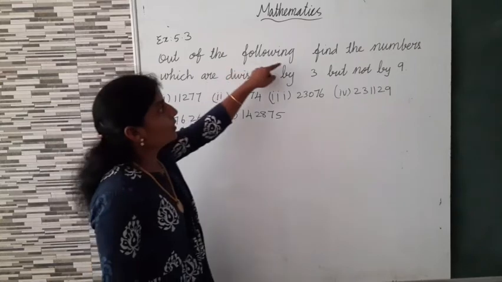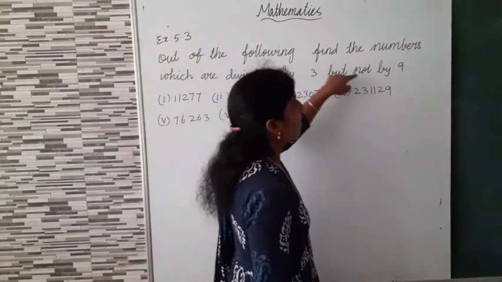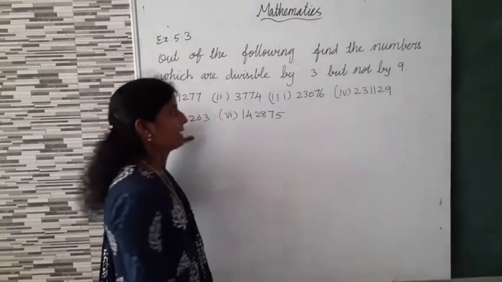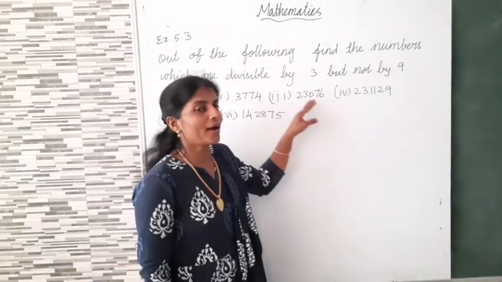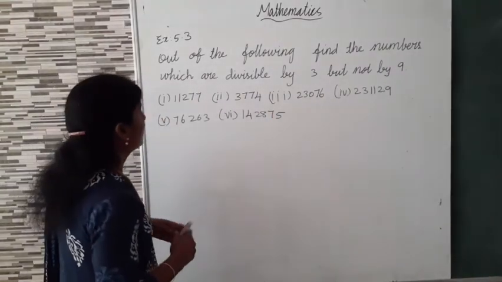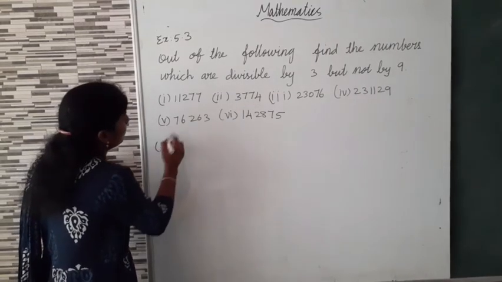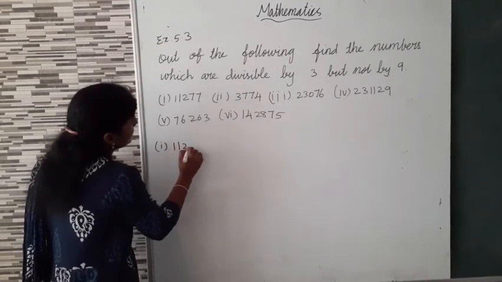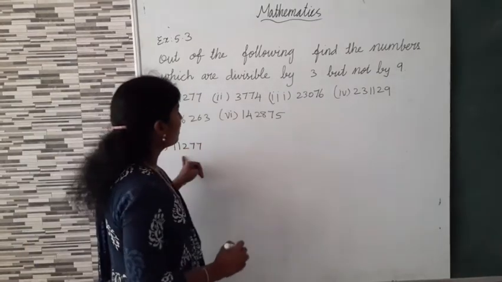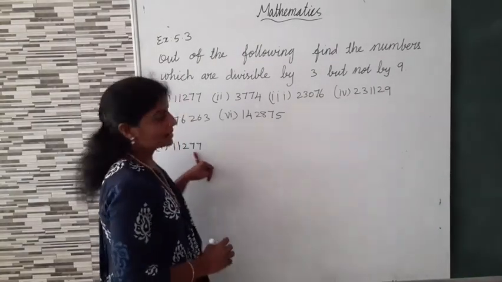Exercise 5.3. Out of the following, find the numbers which are divisible by 3 but not by 9. What are the numbers? Now listen, we can take the first one, 11,277. For divisibility by 3, we can add the sum of all digits, isn't it?